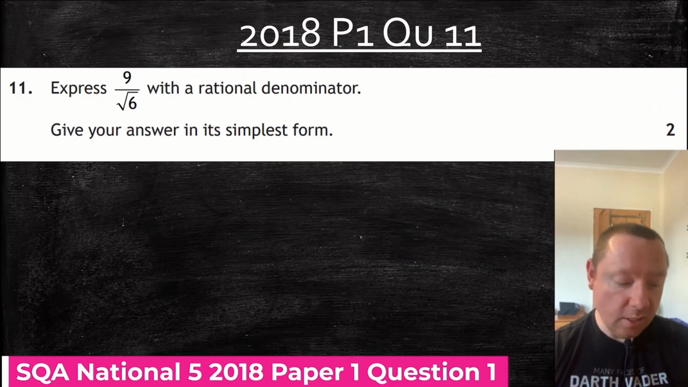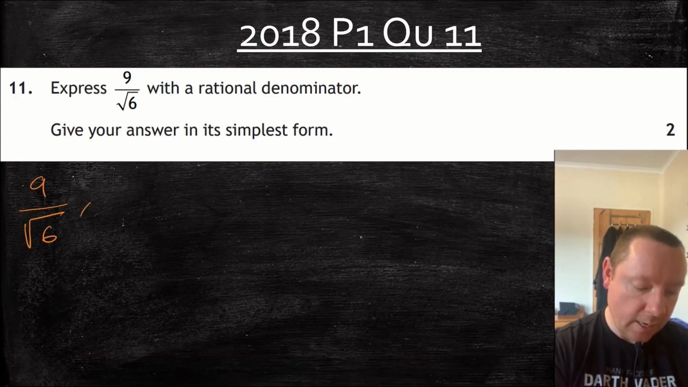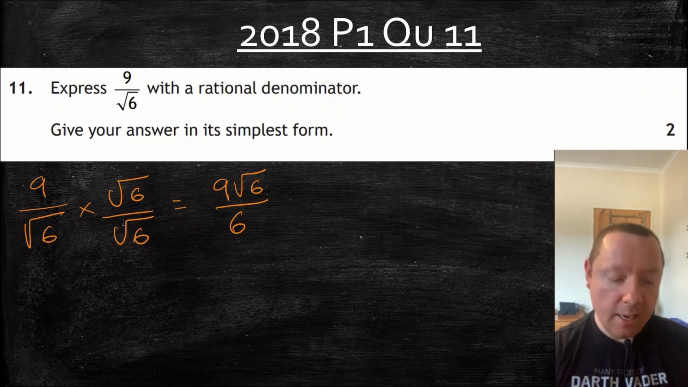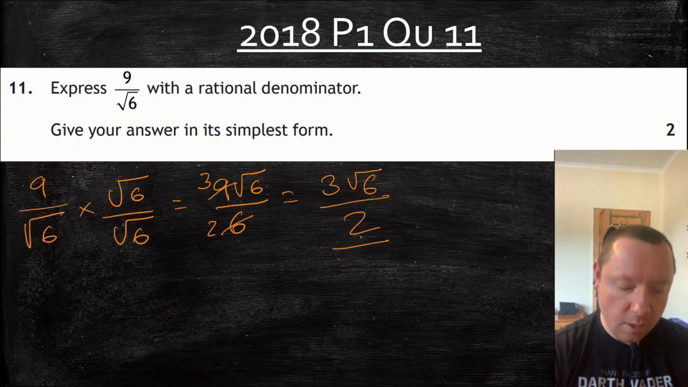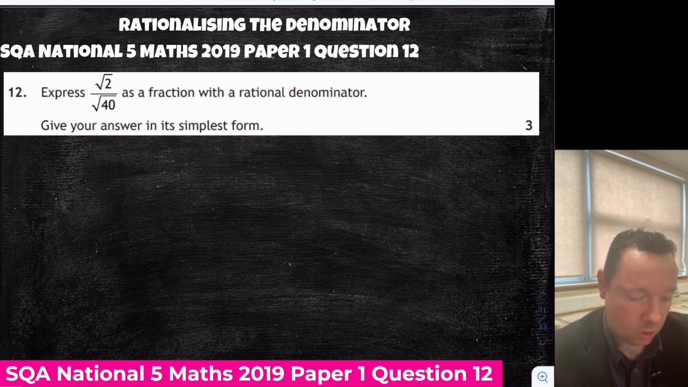2018 paper 1 question 11. Express 9 over root 6 with a rational denominator. So we start with 9 over root 6. We times by root 6 over root 6. So this gives me 9 root 6 on the top over just 6 on the bottom. I can simplify the number parts by dividing by 3. 3 goes into 9 3 times, 3 goes into 6 twice, leaving 3 root 6 on the top and 2 on the bottom for our final answer.